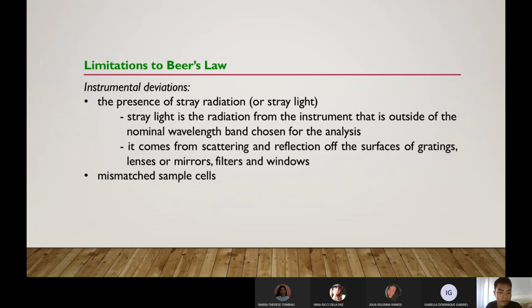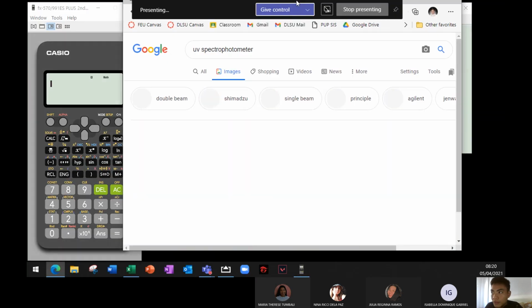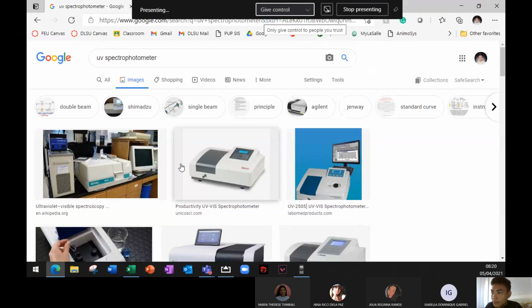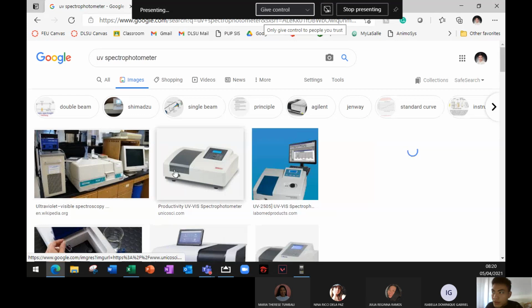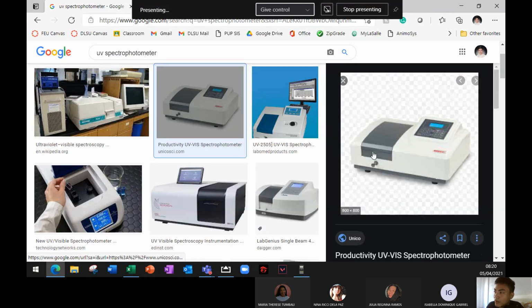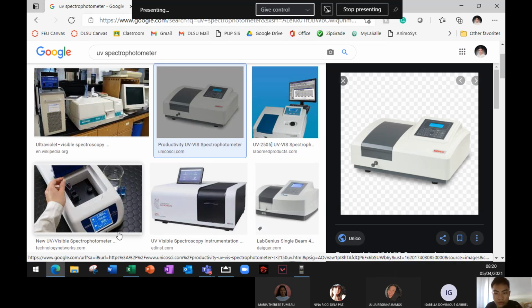Ano ba itsura niyan? So, let me show you the UV spectrophotometer. Okay. So, ganito itsura ng UV spectrophotometer. Ito rin yung ginagamit sa urinalysis, no? So, dito yung compartment, ayan, kailangan nakasara yan. Kasi kung hindi yan nakasara, papasok yung liwanag sa paligid. So, mababasa niya yung absorbance, mababasa niya yung liwanag ng paligid. Magugulo yung measurement niya ng absorbance.